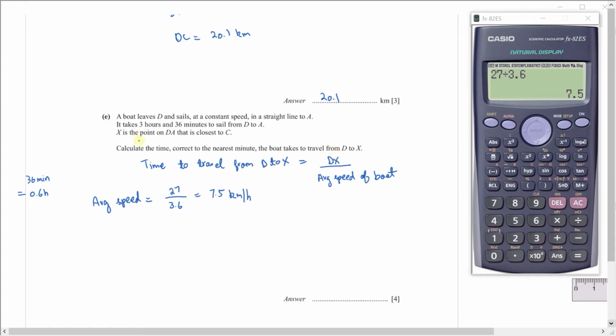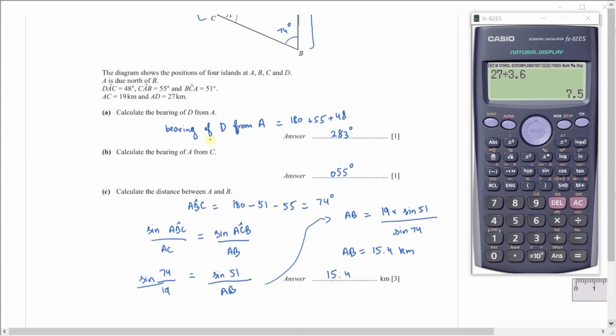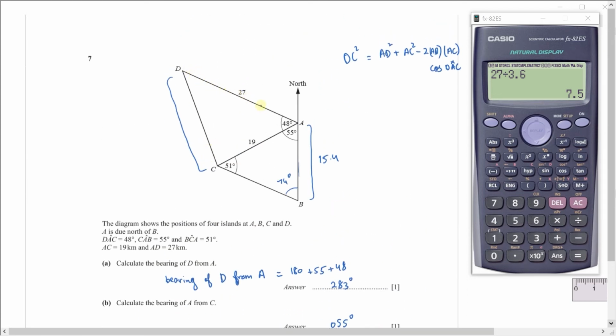So this point X is on DA, that is closest to C. The point X lies on this line somewhere, but the point X is closest to this point C. So which point along this line will be closest to C? If I make a line to that point, it should make a 90-degree angle. So only a perpendicular line could be the shortest distance. So let's say this is 90 degrees. So this will be your point X.